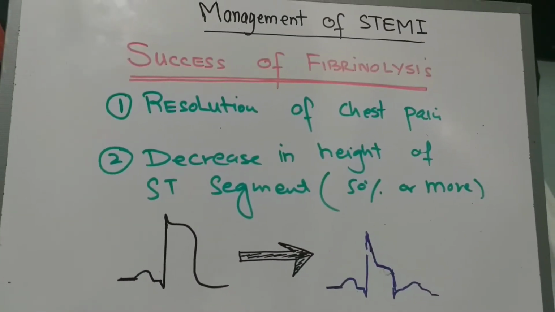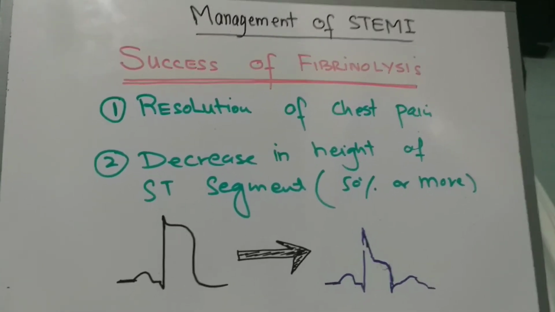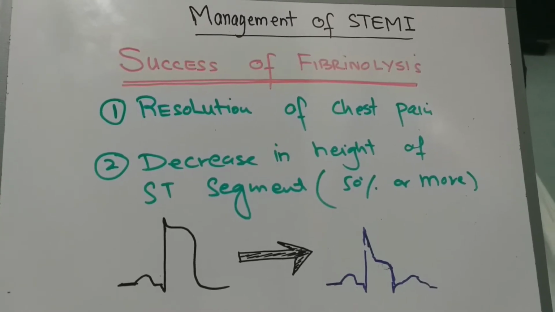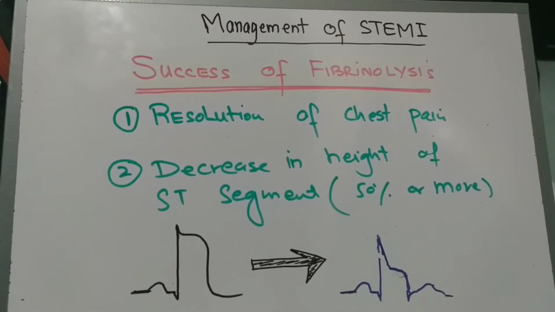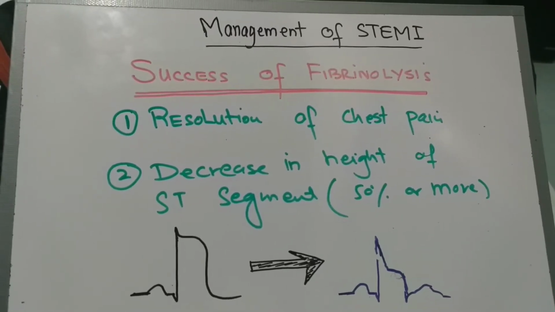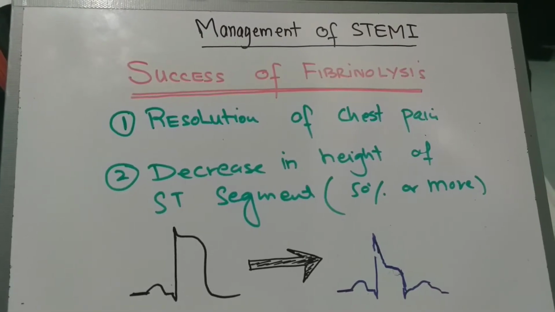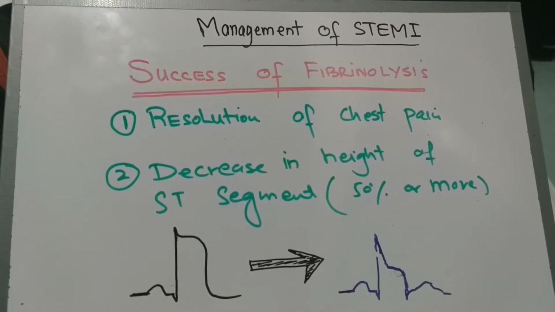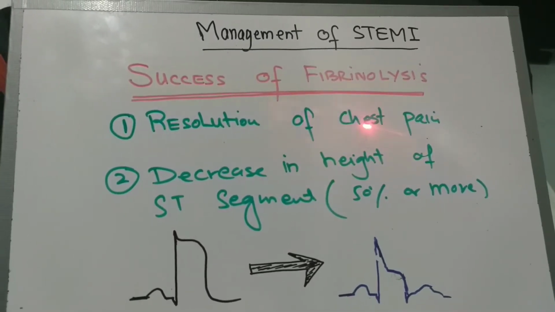So if a patient is given either the streptokinase or the tissue plasminogen activator Alteplase, how can we know that our injection has actually worked? A patient who presented with the ST elevation MI has got the success of the injection and now has improved as a result of the injection. There are two things. First, chest pain of the patient should resolve.